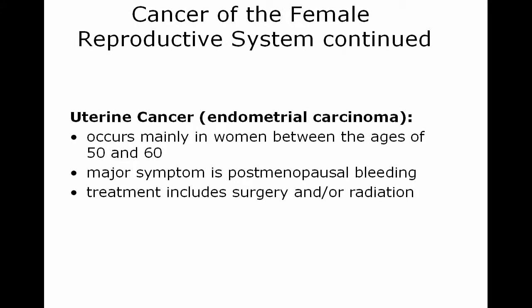Most people, again, are around the age of 60, 61 when they're diagnosed with this. And the person who has had no children and never used oral contraceptives is more likely to have endometrial carcinoma, just like they're more likely to have ovarian cancer.